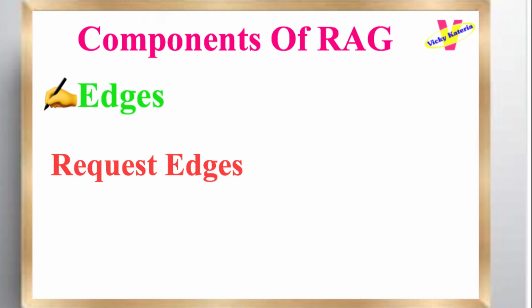Request edges. Request edges represent the waiting state of processes for the resources. They are drawn as an arrow where the head of the arrow points to the instance of the resource and tail of the arrow points to the process. If a process requires n instances of a resource type, then n request edges will be drawn.